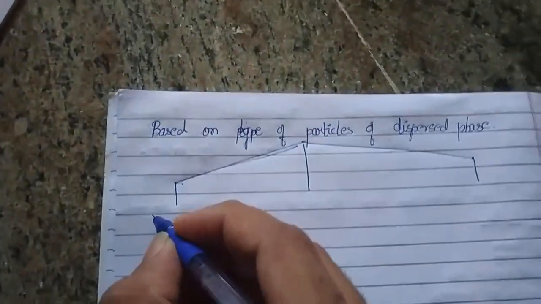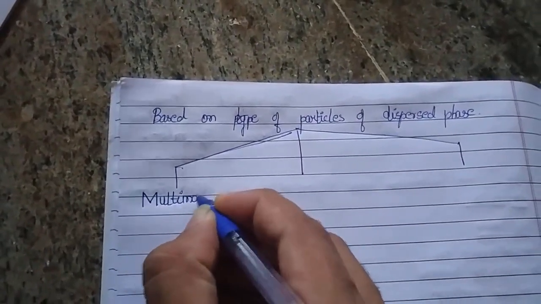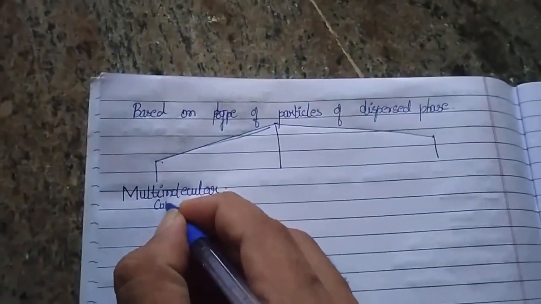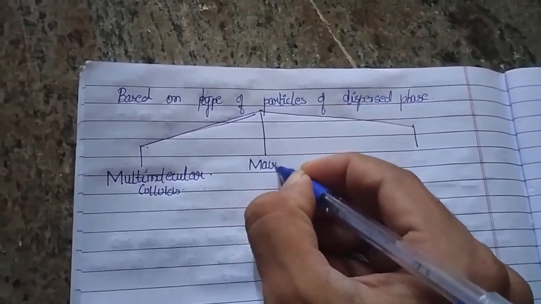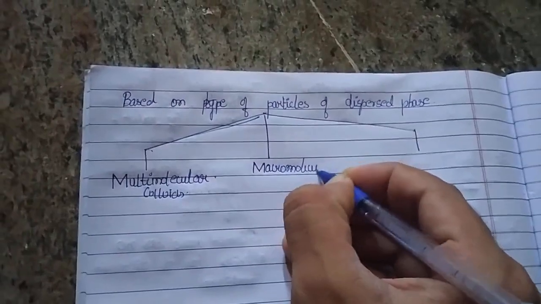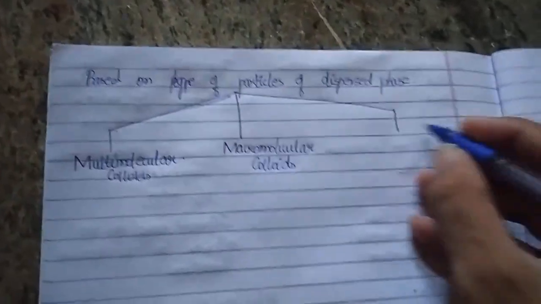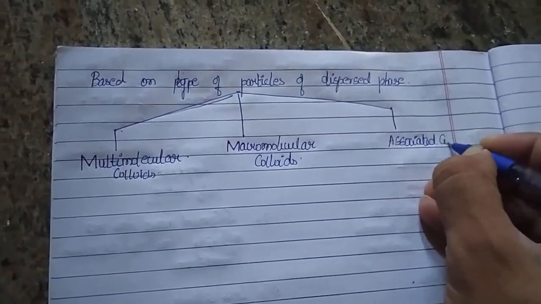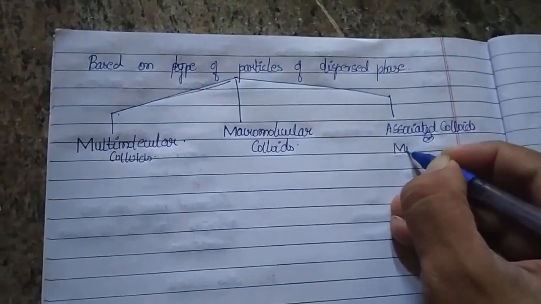So first is called multi-molecular colloids. The second one is called macromolecular colloids. The last one is called associated colloids, which is also called micelle.